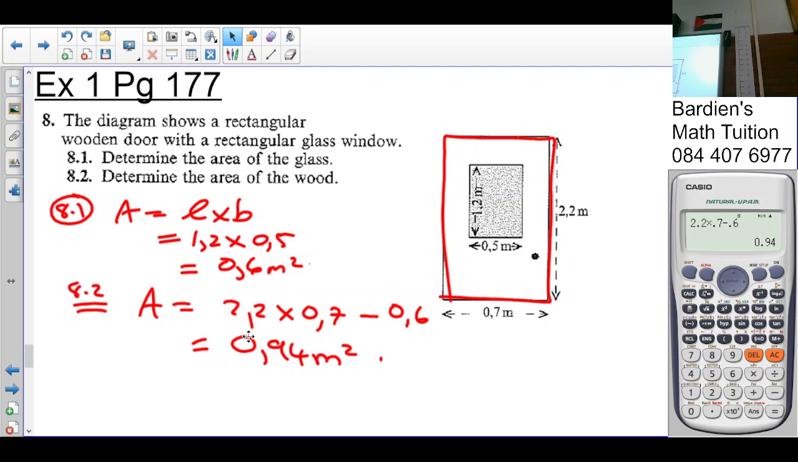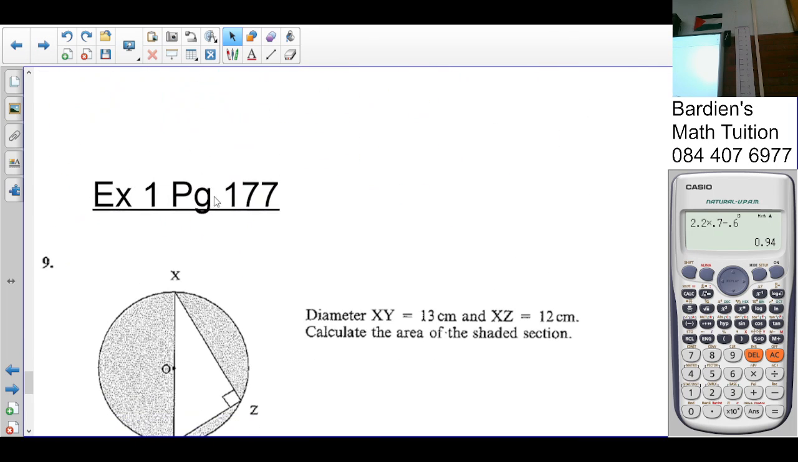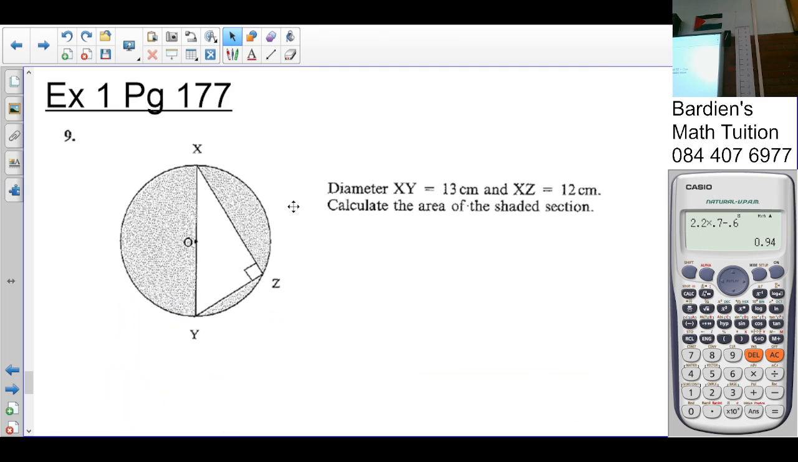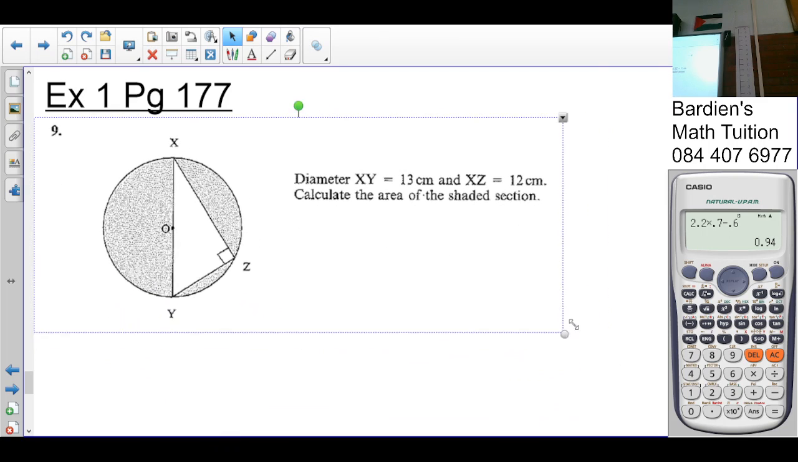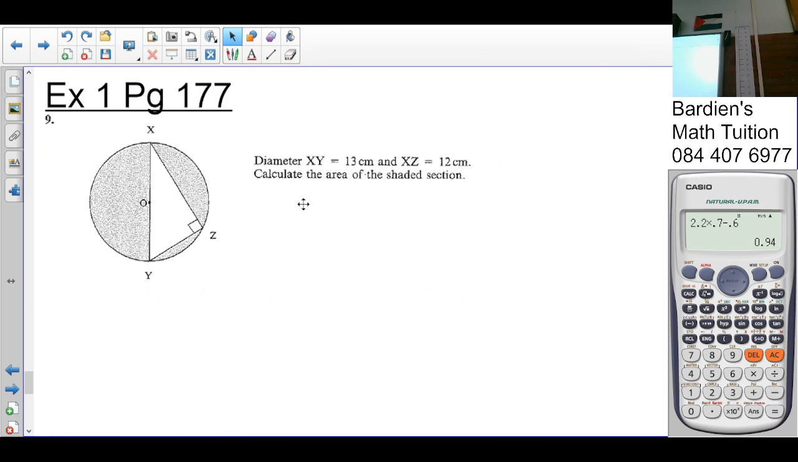Okay, let's look at the next one. Number 9. It says that the diameter XY is 13 centimeters. So that is 13 centimeters, which is also the hypotenuse of that triangle. Not so? So what's the radius of that circle?